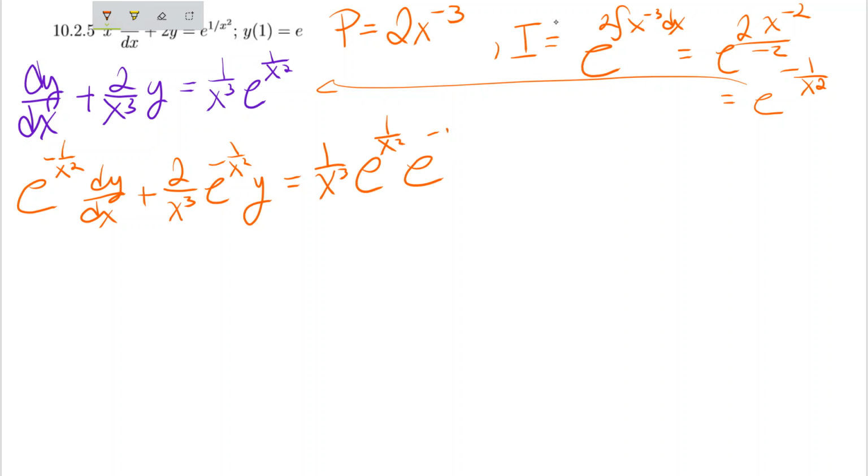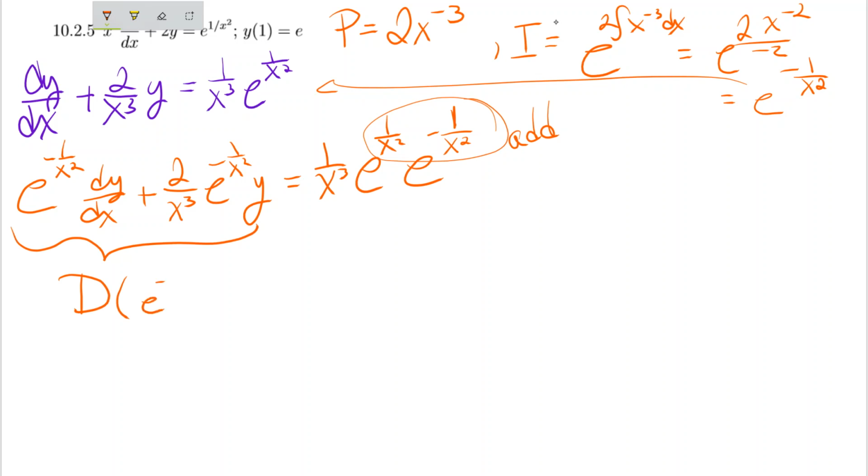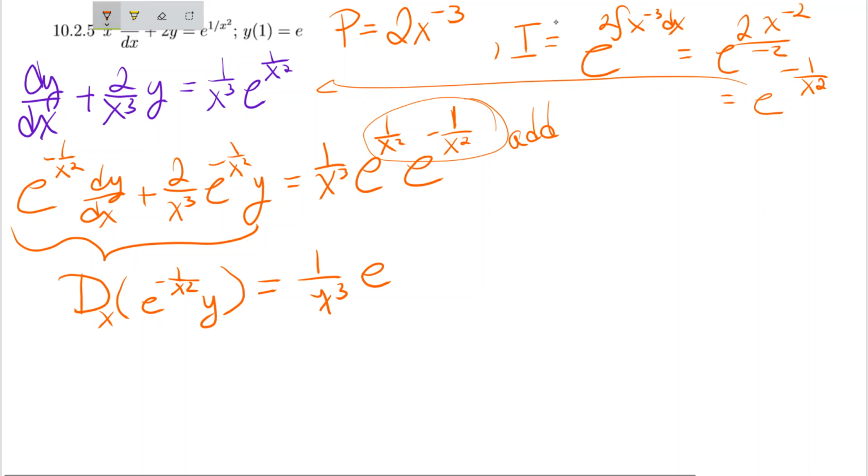Now, hopefully you remember, when things have the same base, that means I add their exponents. You add these two, which they're going to add to 1. So here you're going to get e to the 1. No joke. Over here we have the big D, e to the negative 1 over x squared times y, and don't forget it's with respect to x. So over here I'm going to have 1 over x cubed times, as we've already established, just an e to the first power. So I'm going to just leave it as e. Let's integrate both sides with respect to x.